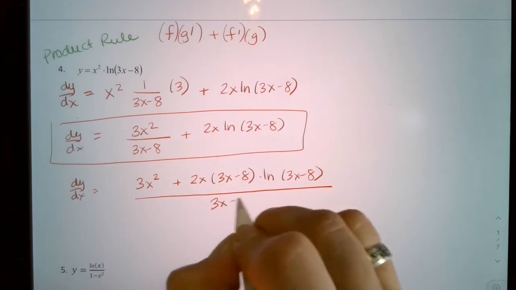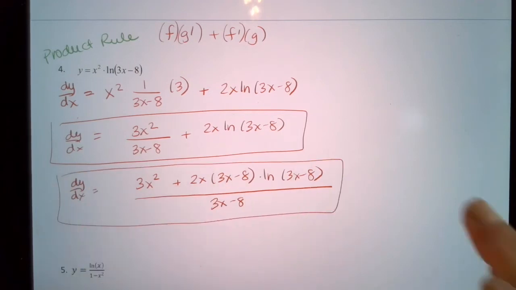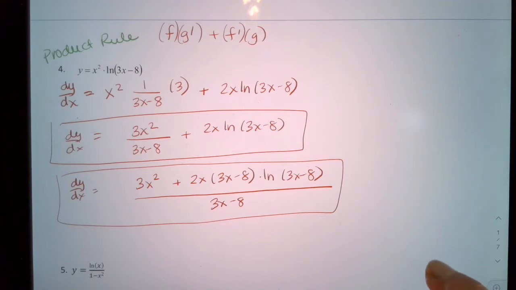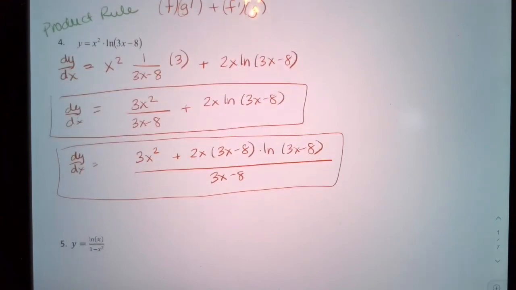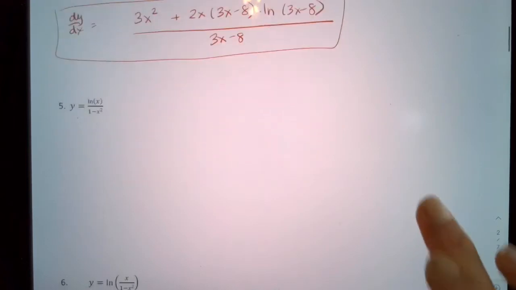And you might see them do something like that. It's algebraically the same answer. It doesn't matter, just a different way of writing it. So be flexible if you're going to check your answers with the textbook or anything like that. Okay, there'll be some extra problems if you need extra practice.